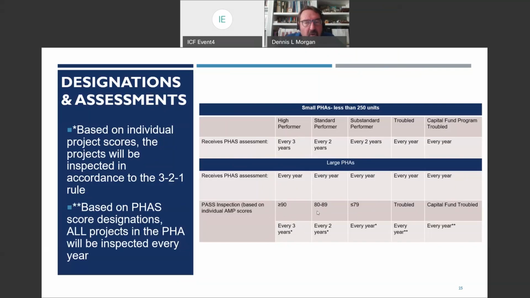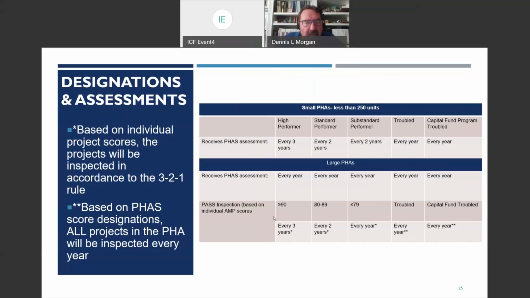Next, if I score between 80 and 89 and I'm a large PHA, then you're looking at that property every 2 years. And if I score less than 79, looking at that property every year. If I get labeled troubled, going to be looking at that property every year, no matter how I scored on the property. And if I get labeled cap troubled, going to be looking at that property every year, no matter how I scored on that property as well.